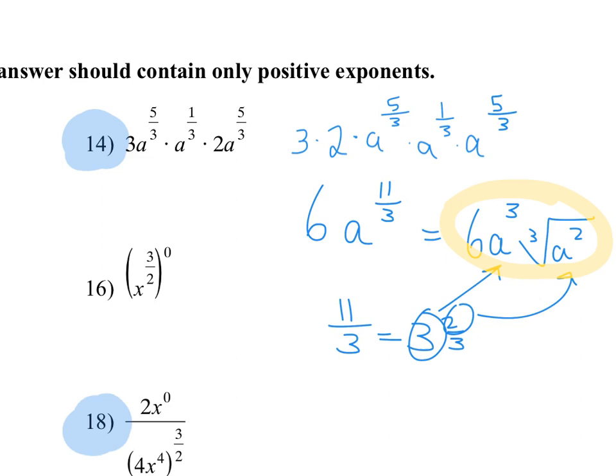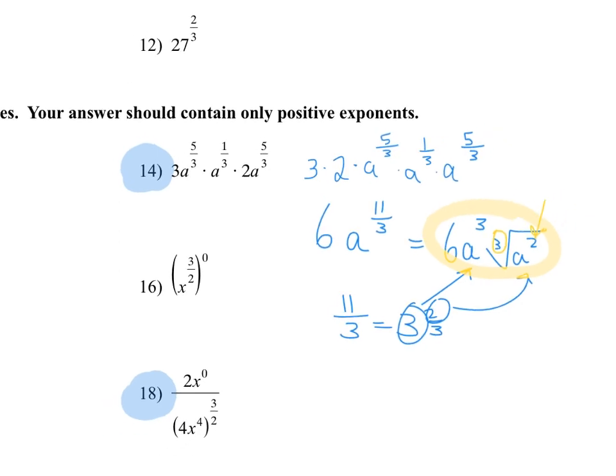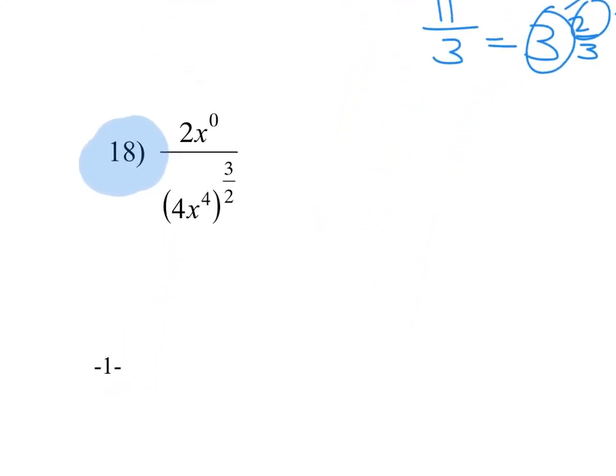Just as a note, if you want to know if you're simplified or not, your index should always be larger than your exponent. If it's not, there's more work you can do. Let's jump down to number 18.